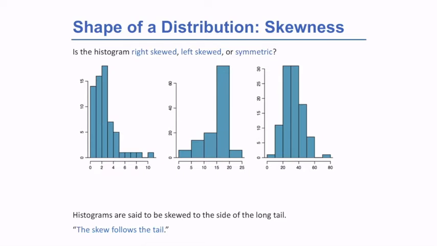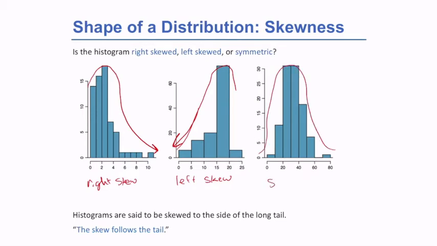The shape of a distribution is also in the skew. Histograms are skewed to the side of the tail. Here the tail goes to the right. This is right skew. Here the tail goes to the left. This is left skew. And this one appears to be roughly symmetric.